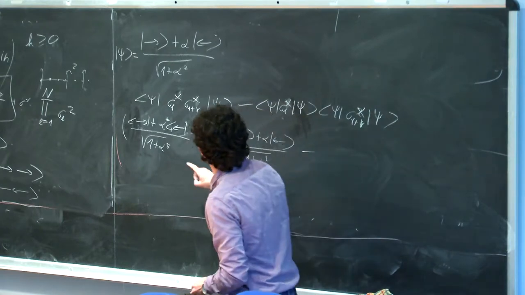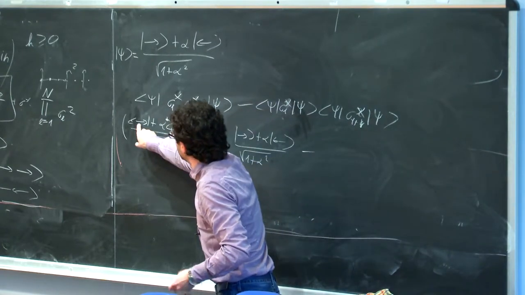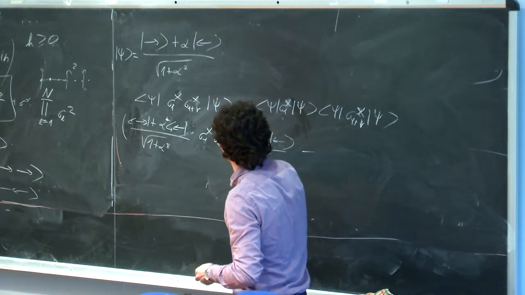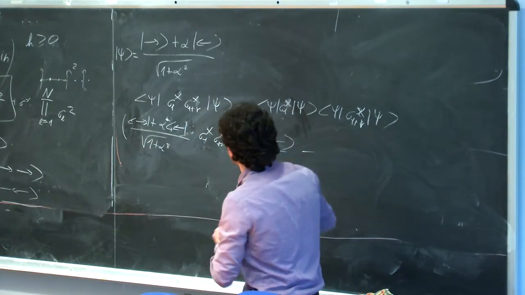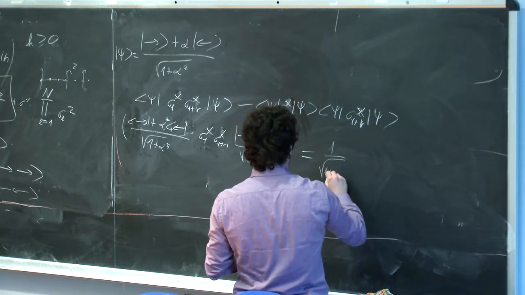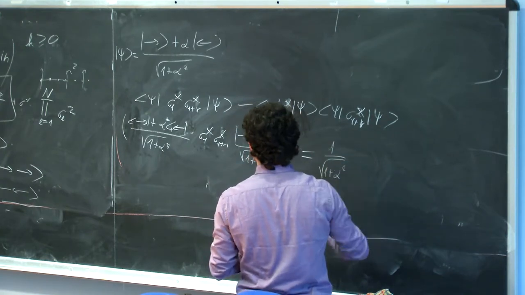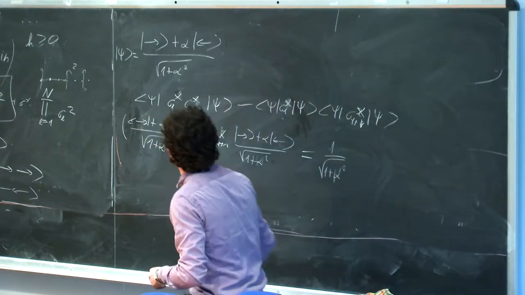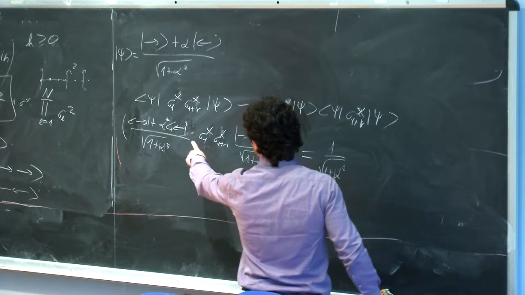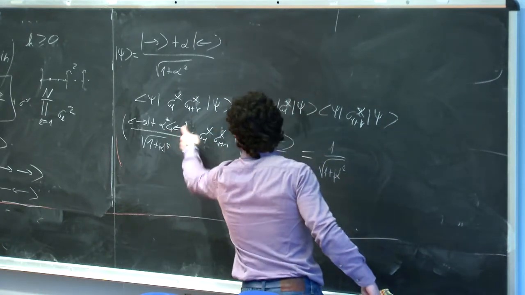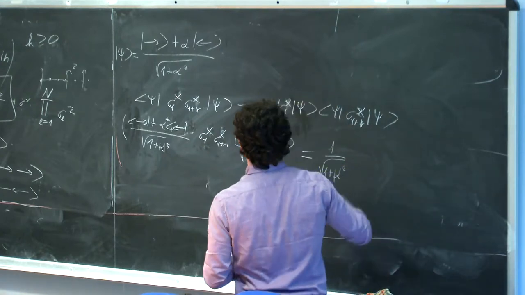The other contribution, what is this? In this case, you have the spin which is 1 in the given direction. So you have 1 times 1. So this is equal to 1 over square root of 1 plus alpha squared. Okay, alpha is the absolute value, squared. And then you have the other contribution from this other term, which is the same as this, but then it's a 1 plus alpha squared.